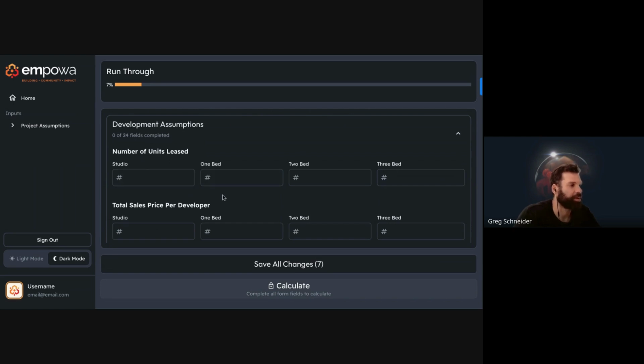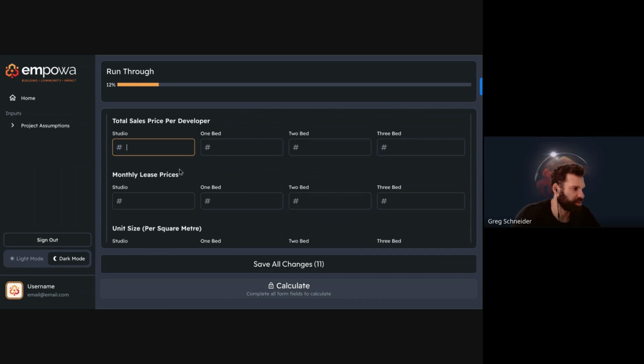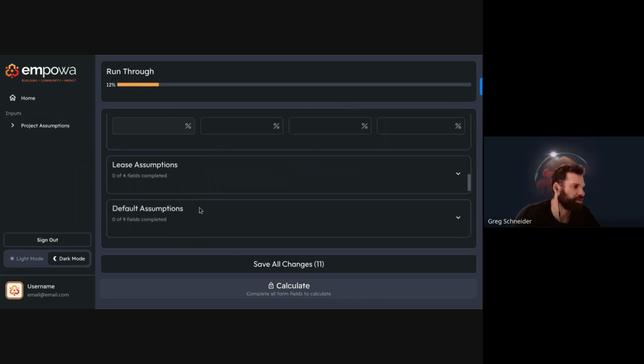Now, this is critical because this is often where a capital provider and a developer will negotiate or discuss their assumptions and argue based on experience, market reports, etc., what is reasonable. So you can list the number of studios you're going to build, say 2, 10 one-bedrooms, 15 two-bedrooms, let's say 10 three-bedrooms. You can list what you think would be an appropriate sales price. Again, based on market research, and can be discussed what you think is a reasonable lease price, the size of the unit, if you're going to be providing any discounts, the deposit you're going to receive.